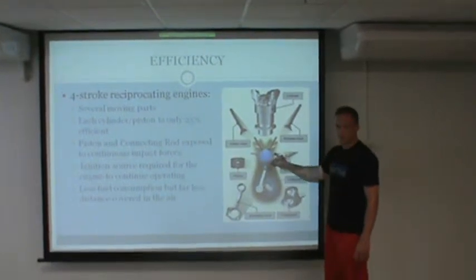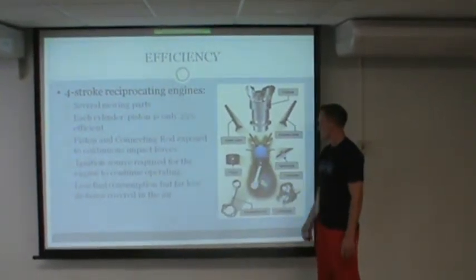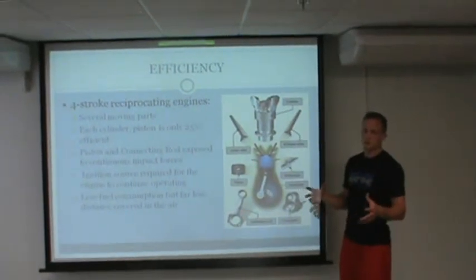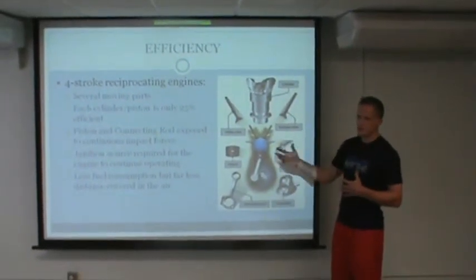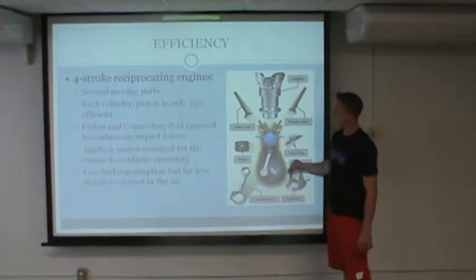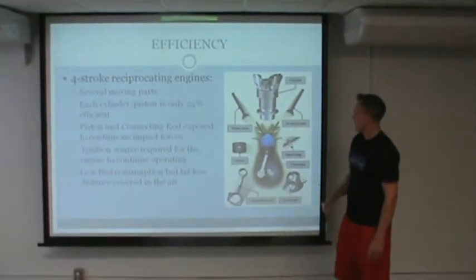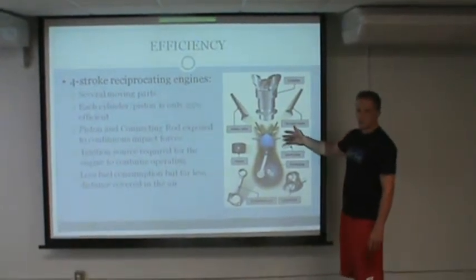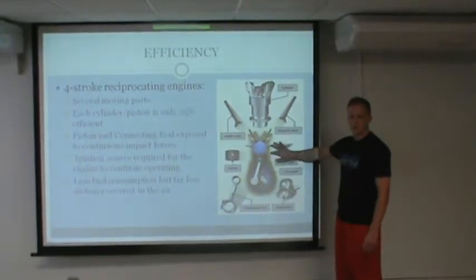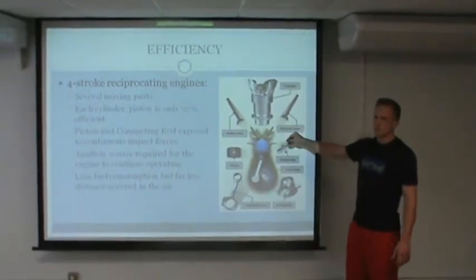The ignition source is required for every single stroke. That's another thing to consider. With the turbine engine, the ignition source is only for the start. Once the start is self-sustaining on a turbine engine, it no longer needs an ignition source. That's another benefit of a turbine engine. Less fuel consumption, but you're going to go half the distance or even less. 10 gallons on a standard Cessna Skyhawk engine will take you about 100 miles.